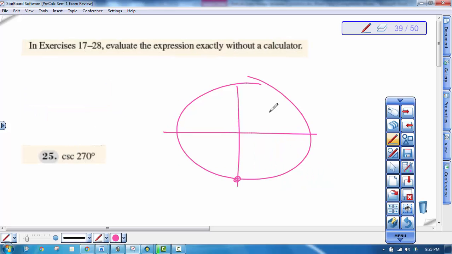Okay, the next problem, 270, we're talking about down here. The cosecant, the sine is negative 1 there, the cosecant's a reciprocal of that, so 1 over negative 1, which is still negative 1.